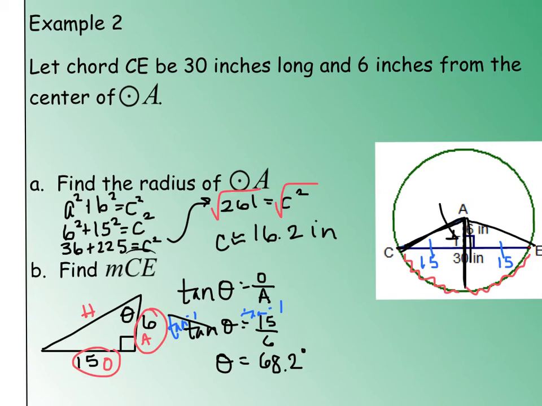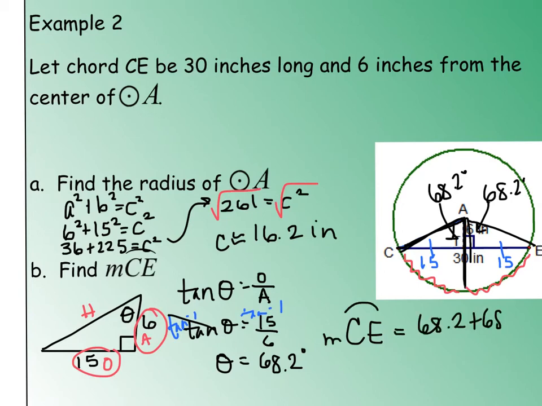So if this chunk here is 68.2 degrees, and I know I'm mirrored on the other side with 68.2 degrees because it's the same triangle, then the measure of arc CE would be equal to 68.2 plus 68.2, or, pardon me, 136.4 degrees.